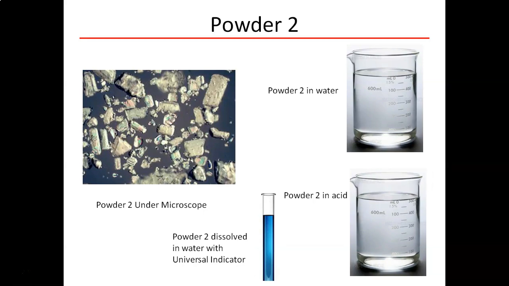Powder 2, we observed under a microscope, and we can see its crystal shape, and we can record its color and its clarity. We added powder 2 to water, and this is what it looked like. We added powder 2 to acid, and this is what it looked like. And then we added universal indicator to some of it, and that's what we observed. So again, pause the video and take your observations.